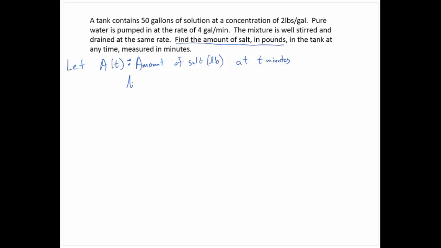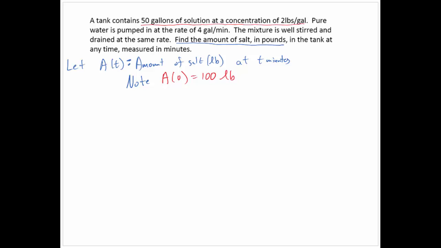And let's make a note that we have an initial value. The tank initially contains 50 gallons of solution at a concentration of 2 pounds per gallon. 50 gallons at 2 pounds per gallon. So A of 0, the amount of salt initially in the tank, is 100 pounds.